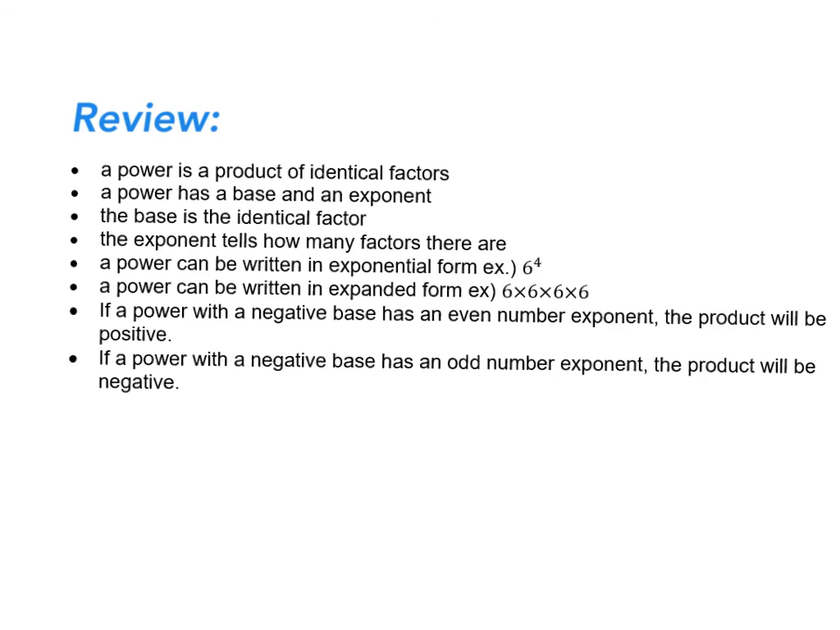To review, a power is a product of identical factors. A power has a base and an exponent. The base is the identical factor. The exponent tells how many factors there are. A power can be written in exponential form, for example 6 to the power of 4. A power can be written in expanded form, for example 6 times 6 times 6 times 6. And the last 2 points, if a power with a negative base has an even number exponent, the product will be positive. And if a power with a negative base has an odd number exponent, the product will be negative.